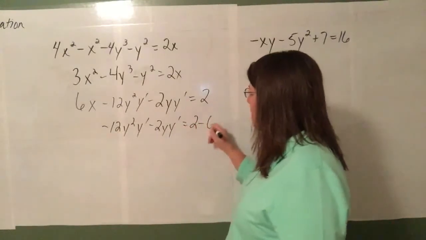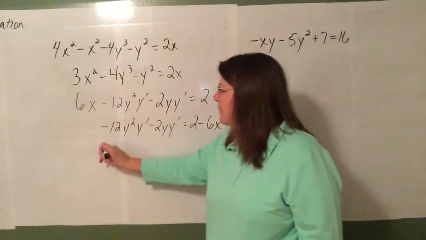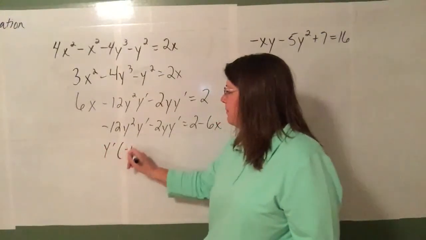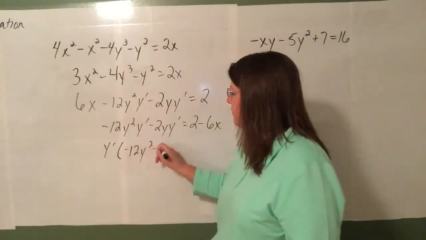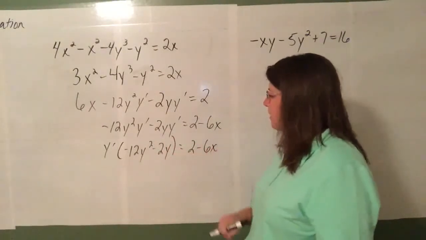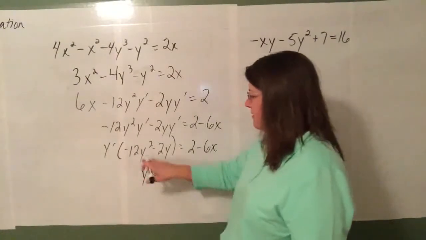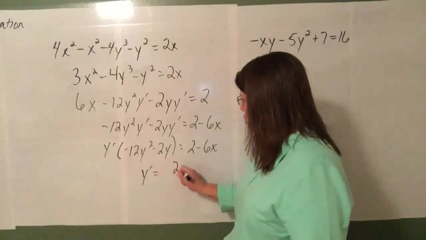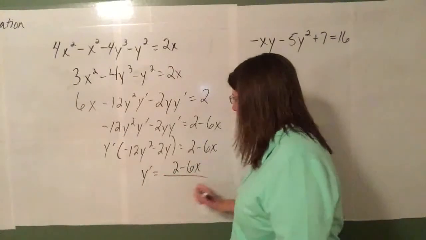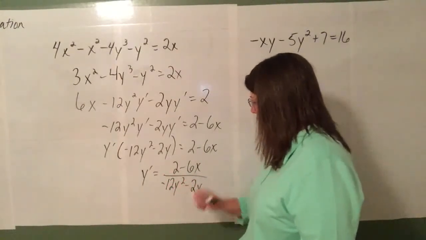So that would be a 2 minus 6x on the right-hand side. I'm going to distribute out my y prime. Then to isolate the y prime, I'm going to divide by everything that does not have a y prime. So I've got 2 minus 6x divided by negative 12y squared minus 2y.